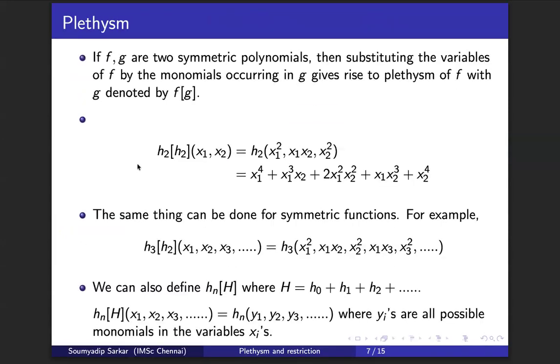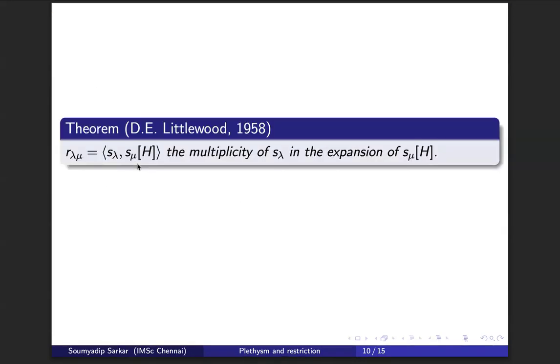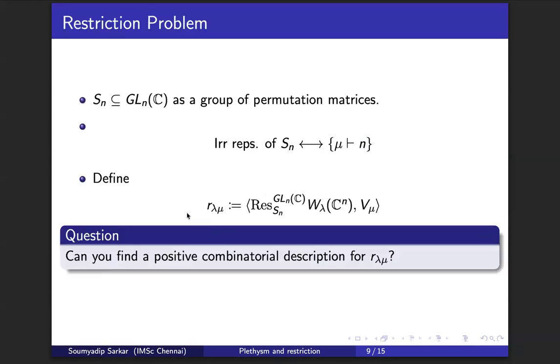So here I defined H and plethysm H in exactly the same manner. You can define S mu plethysm H. And as I said, any symmetric function can be written as a sum of Schur functions because they form a basis. So this multiplicity of S lambda in the expansion of this symmetric function S mu plethysm H, that is exactly this restriction coefficient.